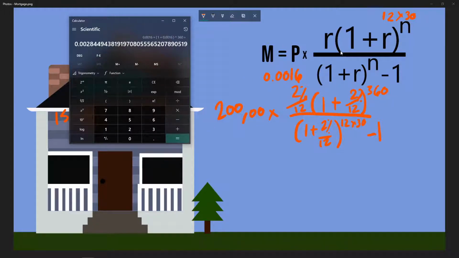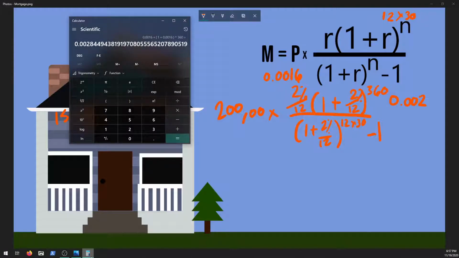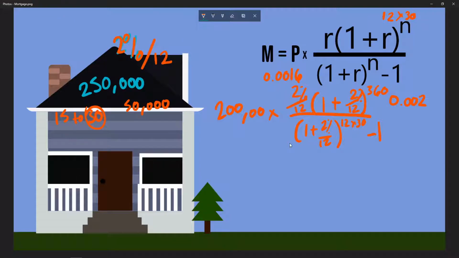It gives us another small number, because it's below the decimal, 0.002845. I'll just make this a 5. Okay. And then do the same thing on the bottom. 1.0016 to the 360 minus the 1.